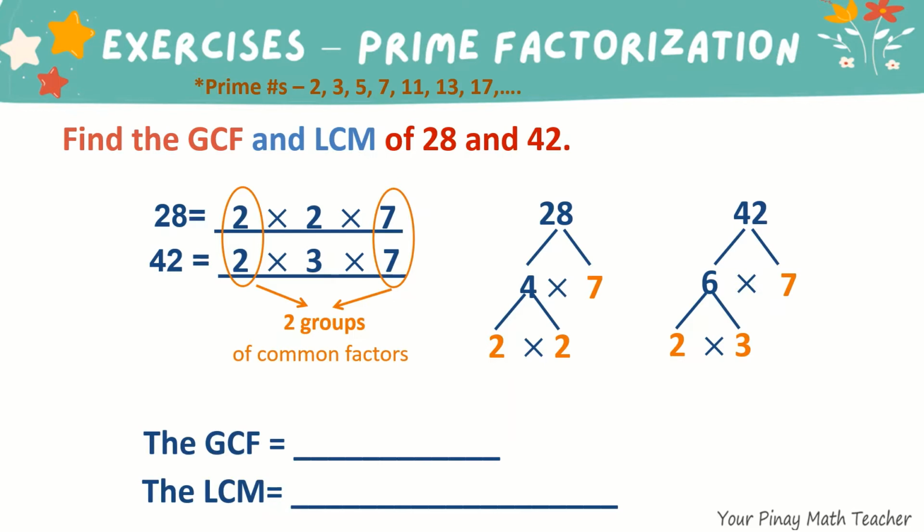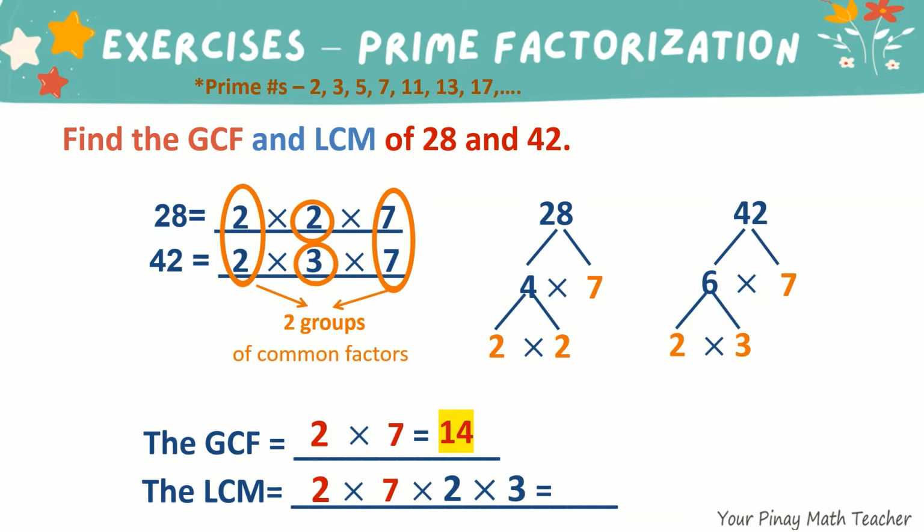So to find the GCF, you have to multiply 2 and 7. So the GCF is 14. To find the LCM, you will still use 2 and 7, but you have to multiply it by the remaining factors, which are 2 and 3. Multiplying 2 and 7 and 2 and 3, we have 14 times 6, which is equivalent to 84. So the GCF is 14 and the LCM is 84.